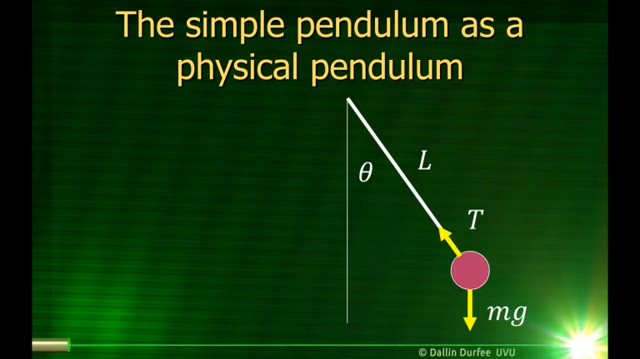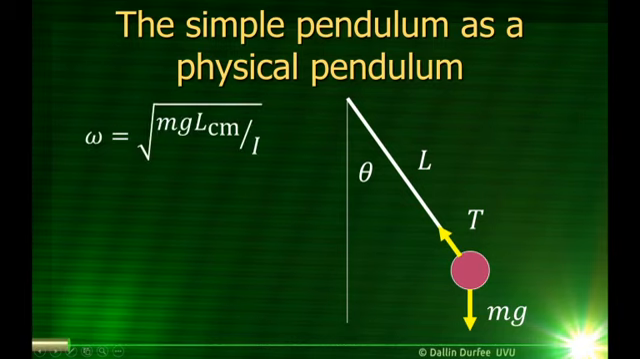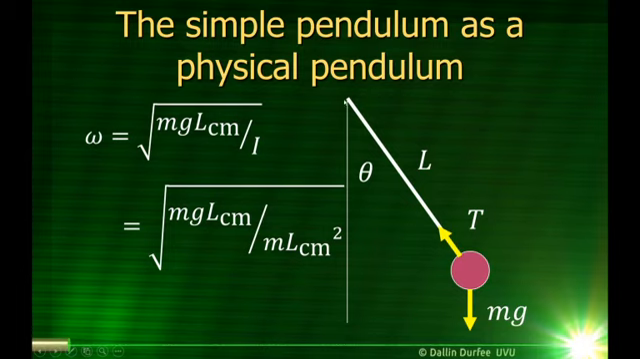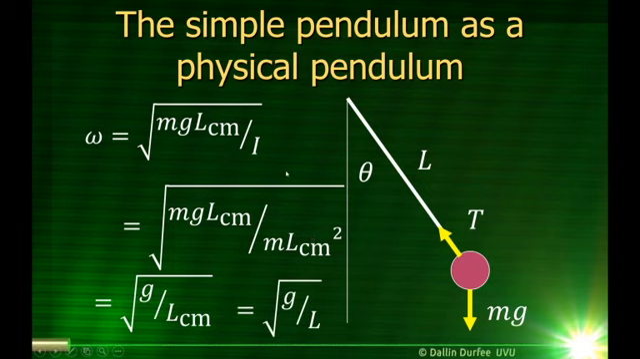Now, the simple pendulum can be thought of as a special case of the physical pendulum. It's a physical pendulum where all of the mass is concentrated at a point. All right? And so the angular frequency of a physical pendulum is the square root of m g L center of mass over I. But for a simple pendulum, L center of mass is just the distance down to the point mass, and the moment of inertia is just m L squared. The m cancels out, one of the L's cancels, and we just get the same formula for angular frequency we got before for the simple pendulum. So you can just think of the simple pendulum as being a special case of the physical pendulum.